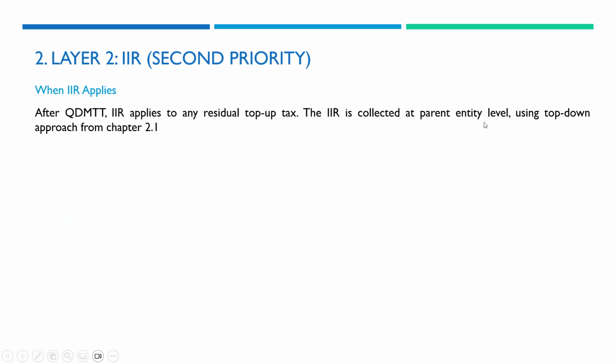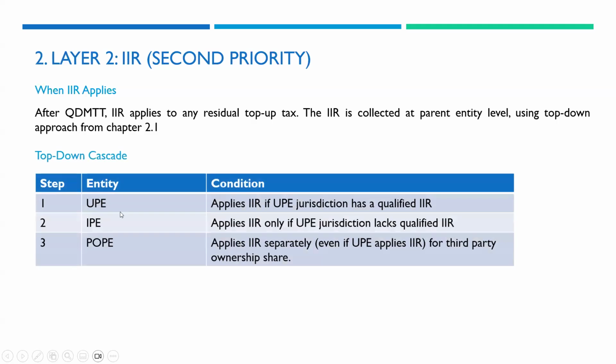IIR is collected at the parent entity level using the top-down approach from chapter 2.1. So it's always going to be top-down. Okay, first you have to see if the UPE has a qualified IIR status. If not, then it goes to the IPE. So it's a top-down approach. Basically, if the UPE jurisdiction has a qualified IIR, then the UPE will collect. If the UPE does not have a qualified IIR status, then the IPEs will step in.